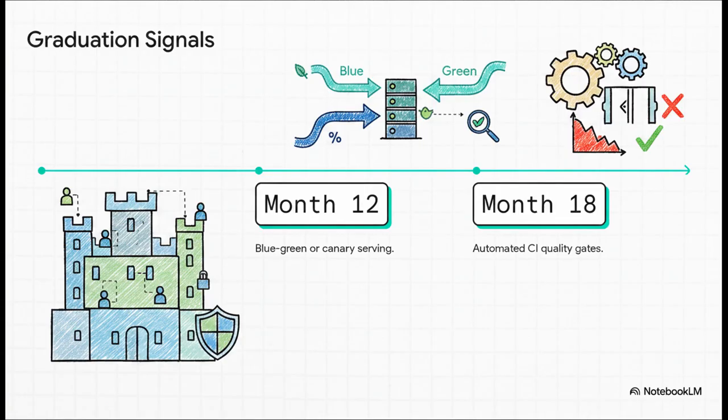Signal 1, multi-tenant RBAC needs. When your customers start demanding strict compliance about exactly who can read which artifact, an off-the-shelf role-based access control system is going to save you real time. Signal 2, blue-green or canary serving. When you need to route, say, exactly 1% of live traffic to a new version, a simple database row update just isn't going to cut it anymore. And Signal 3, automated CI quality gates. The very day your continuous integration needs to automatically refuse to merge a model based on metric regressions, well, you need a much heavier tool.